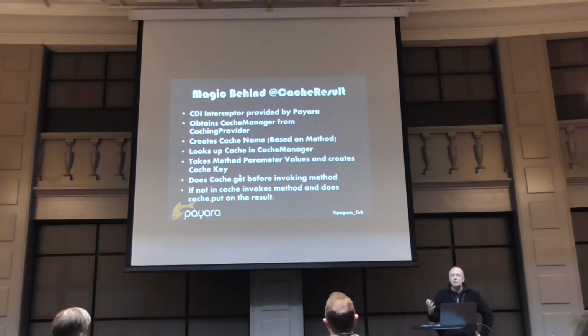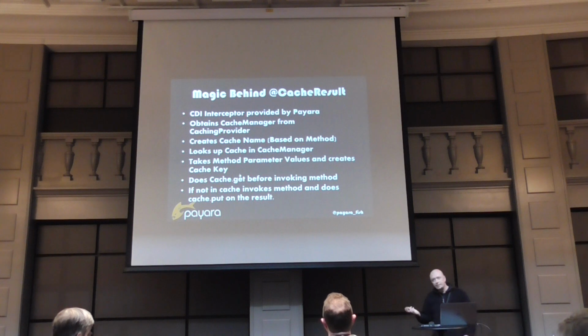And then before it calls your method, that interceptor looks in that cache for an object that's already been cached against that key. If it's there, it returns the object to the caller without invoking your method at all. Okay. And if it's not in the cache, it invokes your method, takes the return value from the method, and pushes it into the cache with that key.